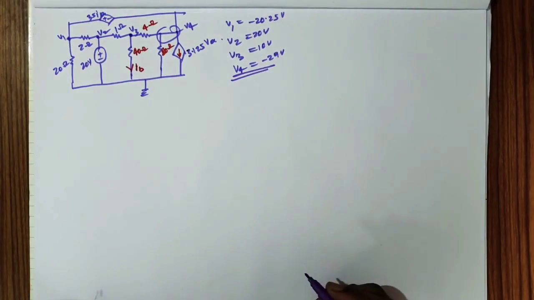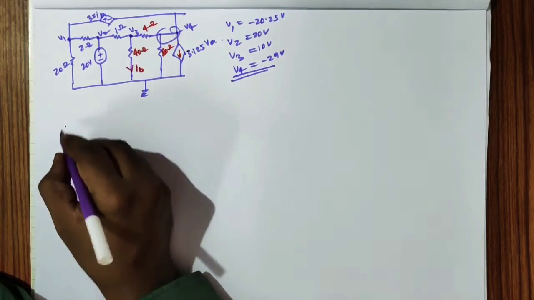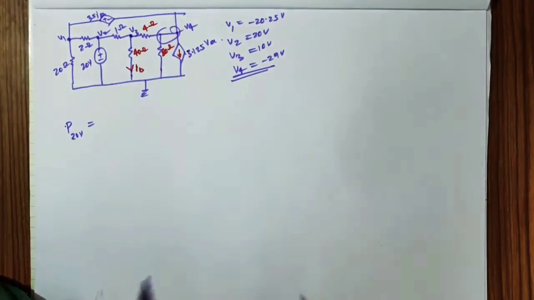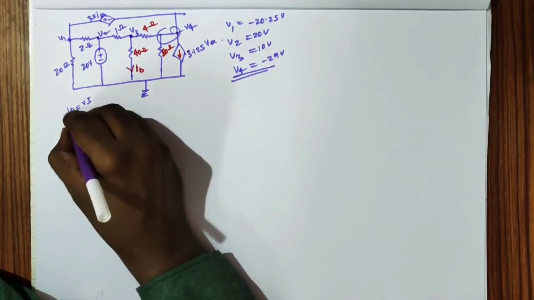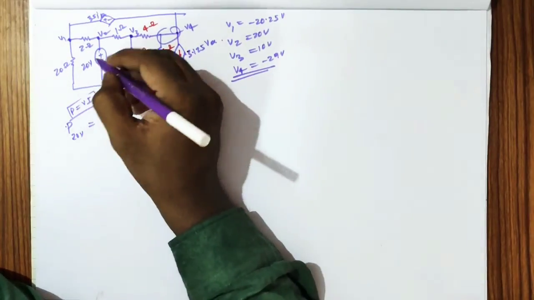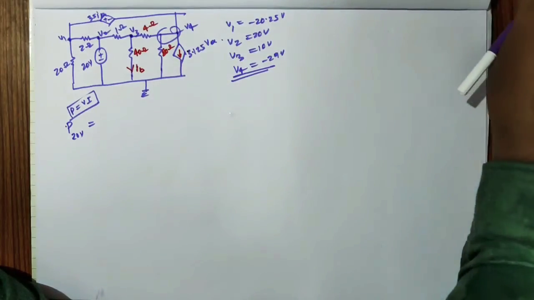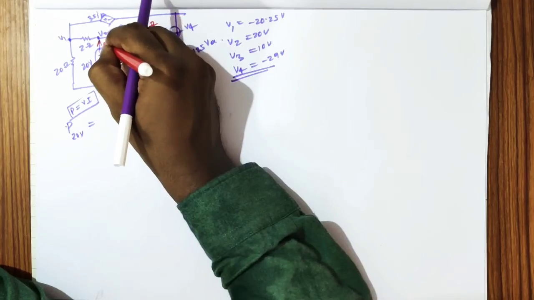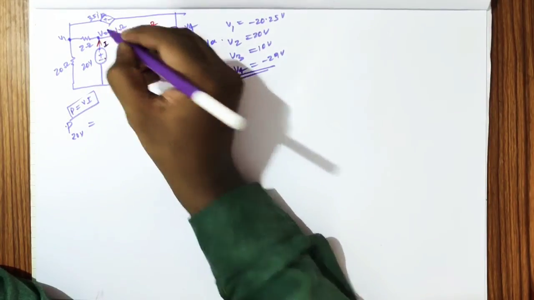Now we will find the power delivered by this source, that is 20 volts. So the power delivered by 20 volts can be represented by P20 volts. To find the power delivered by that source, power means what? We should have voltage times current. We have the voltage, but we need the current. How to find the current flowing? I am considering this as a source. Therefore, I need to find current I. Let me keep this as I here.